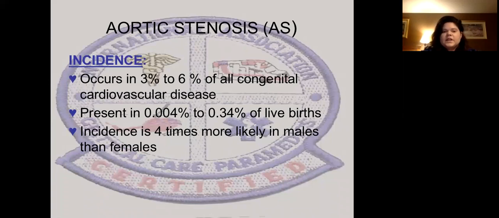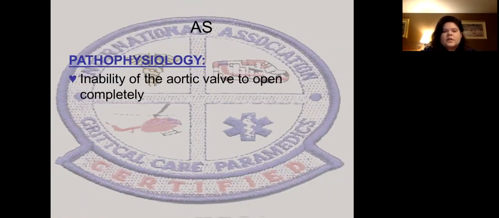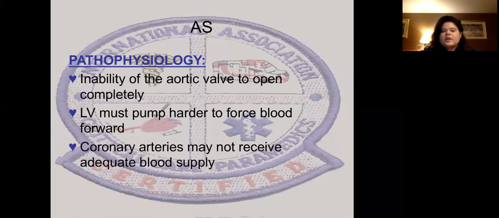Next is aortic stenosis. That's going to occur in 3 to 6% of all congenital cardiovascular disease. 4 times more likely in males than females. Again, males have a higher instance of this blockage, whereas females, it's more congenital defects as far as like septum formations. So the pathophysiology, you're going to have the inability of the aortic valve to open completely. The LV must pump harder to force that blood forward. Coronary arteries may not receive adequate blood supply.